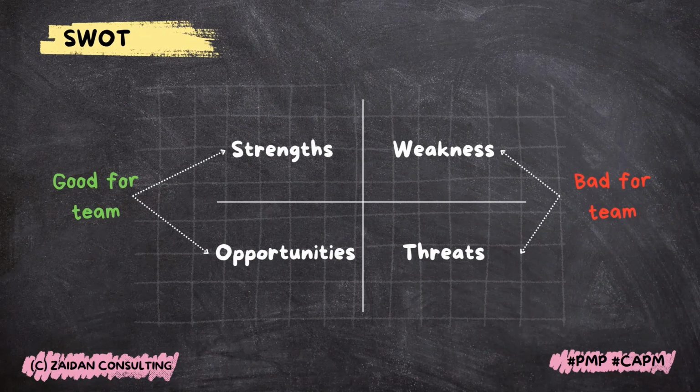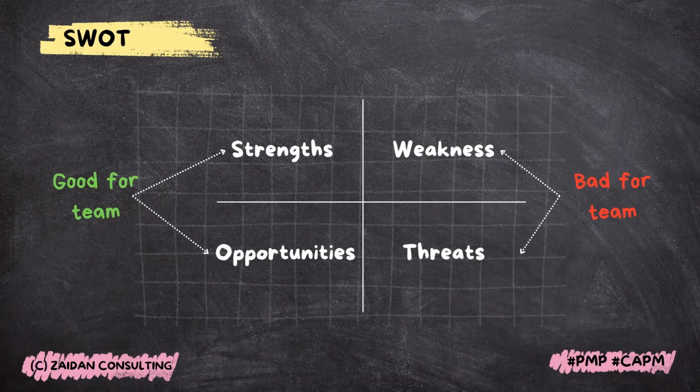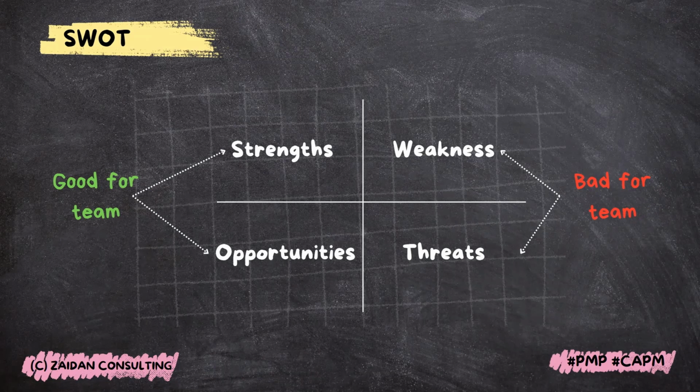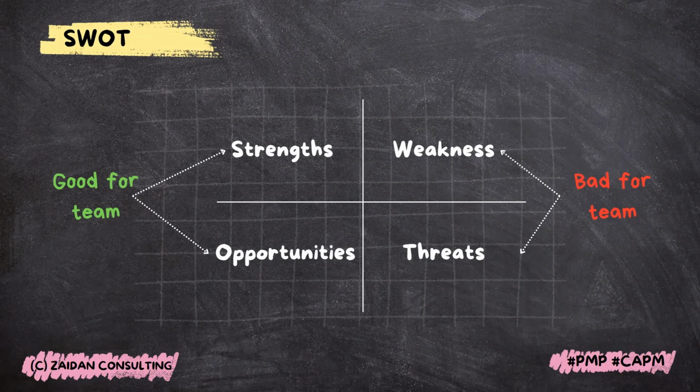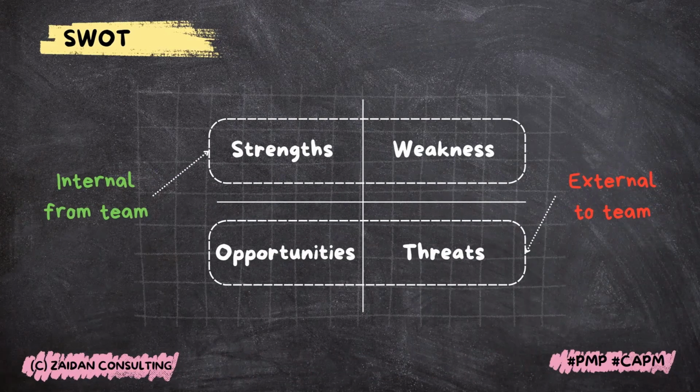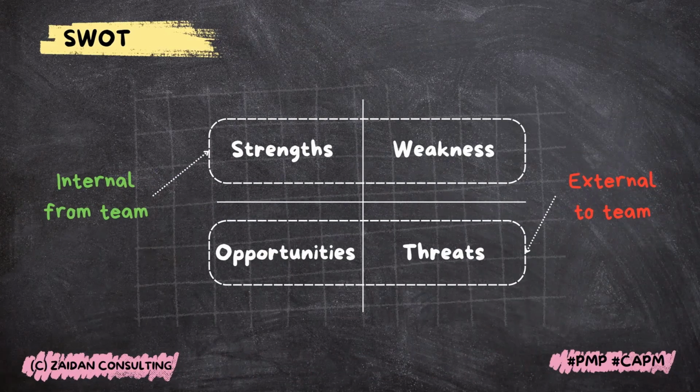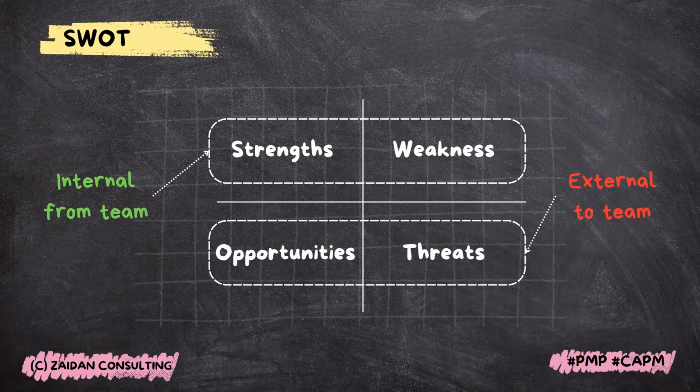Remember, strengths and opportunities are good for the team. Opportunities are also known as positive risks. Weakness and threats are bad for the team. Threats are also known as negative risks. It is also worth noting here that strengths and weakness have internal origin from the team, whereas opportunities and threats have external origin.